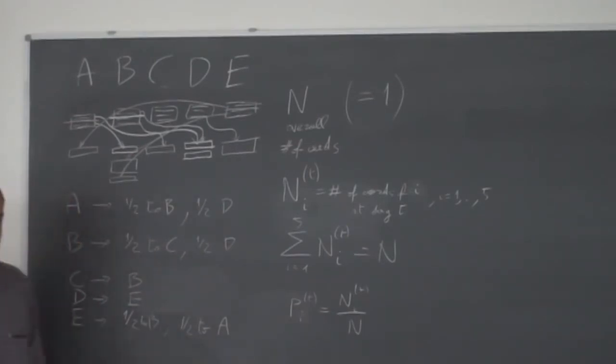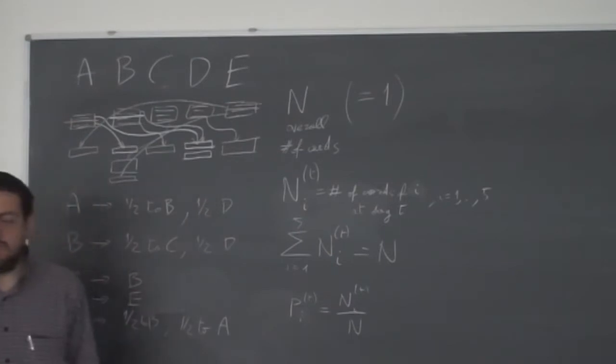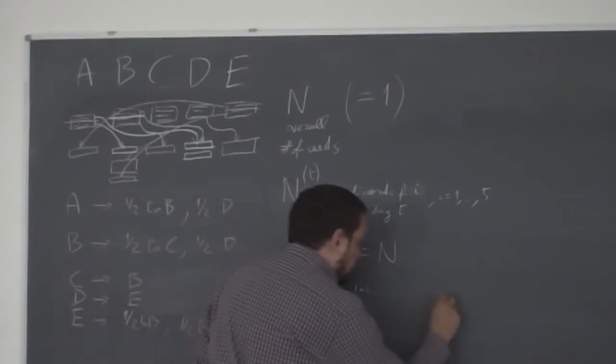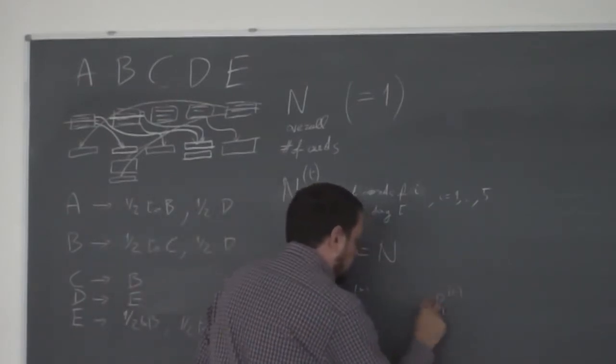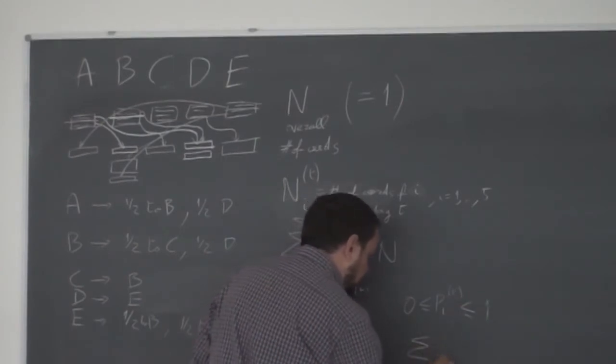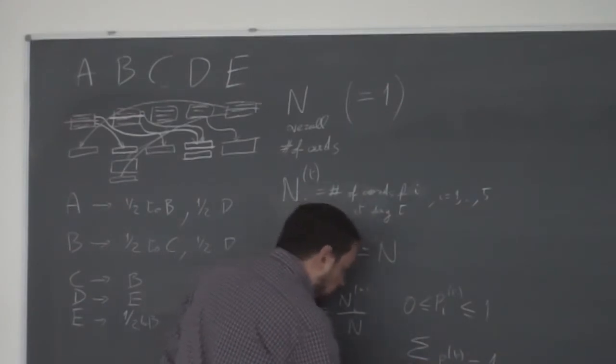So that here we can talk about distributions. Okay. The pi of t is always between 0 and 1, and the sum of all pi of t is always 1.